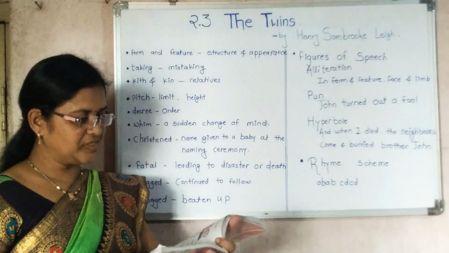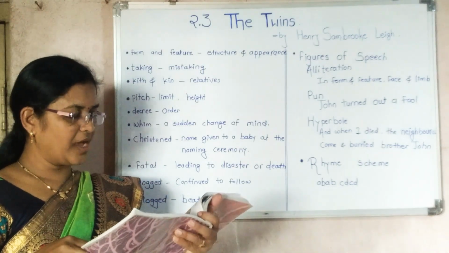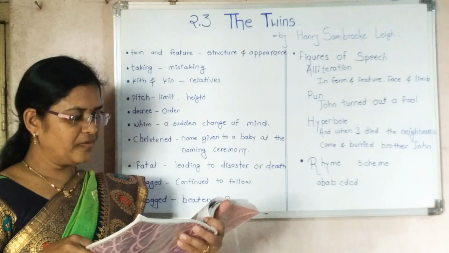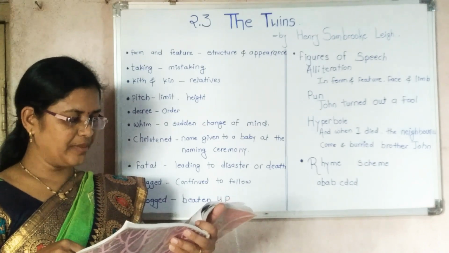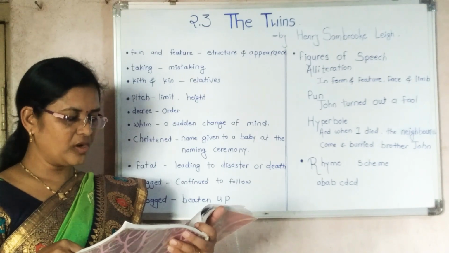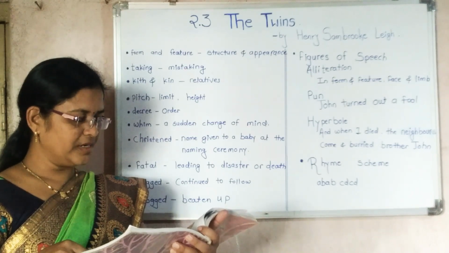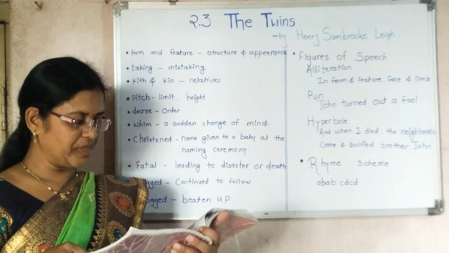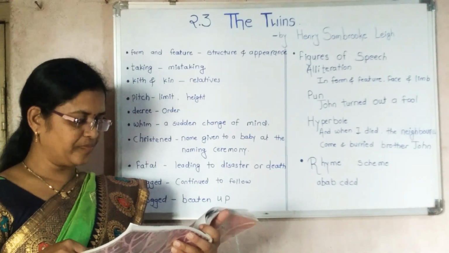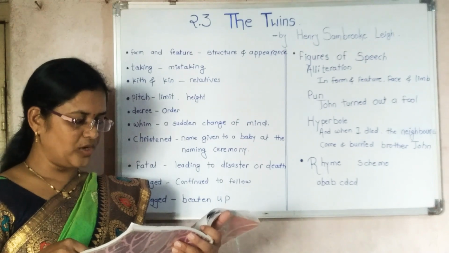In form and features, face and limb, I grew so like my brother that folks got taking me for him, and each for one another. It puzzled all our kith and kin. It reached a fearful pitch, for one of us was born a twin, yet not a soul knew which.